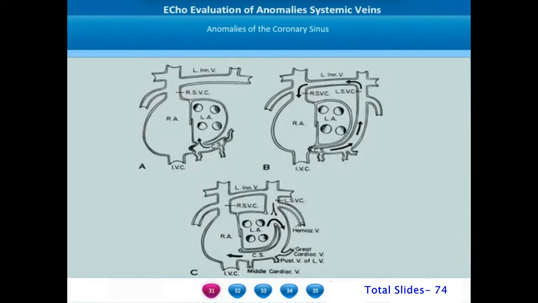In some patients, as shown in type C, there will be an unroofing of the coronary sinus as well as persistent patency of the left superior vena cava. In these patients, the left superior vena caval blood will flow through the coronary sinus into the right atrium, and the unroofing of the coronary sinus will also allow flow of the blood from the left atrium into the right atrium through this unroofed area of coronary sinus. This abnormality is described as the coronary sinus type of atrial septal defect or Raghib's type of atrial septal defect.